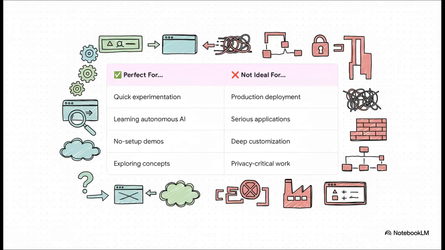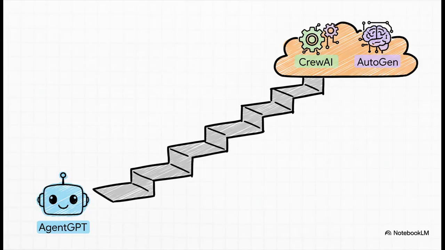Now, it's really important to be clear about what AgentGPT is perfect for and what it isn't. It is an amazing sandbox for quick experiments and learning, but it is not the tool you'd want to use for a serious business application, something that needs deep customization or anything involving private data. Its strength is being easy to get into, not being an enterprise-level powerhouse. And hey, if you play around with it and find yourself needing more power or more control, that's when you graduate to the more advanced frameworks. Tools like Crew AI or AutoGen, those are built for the serious, customizable production-level stuff. Think of AgentGPT as the perfect first step, but not necessarily the final destination.